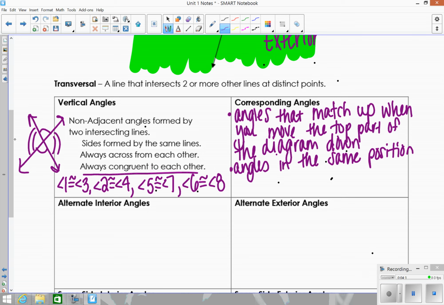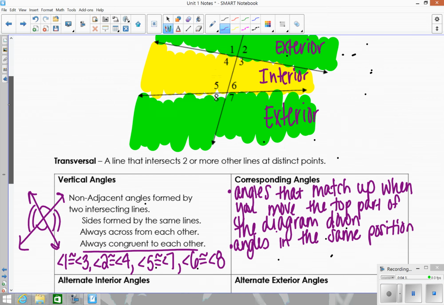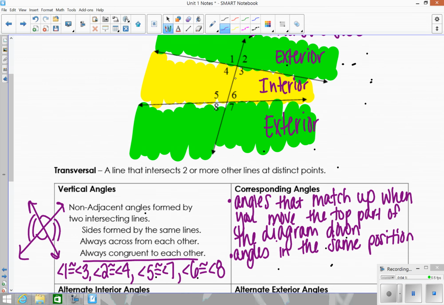So if we look up top here, if you imagine taking this whole top part of the diagram and just sliding it down, 2 would overlap with 6, 3 is going to overlap with 7, 1 will overlap with 5, and 4 will overlap with 8. So that's what I mean when I say angles that match up when you move the top part of the diagram downward.